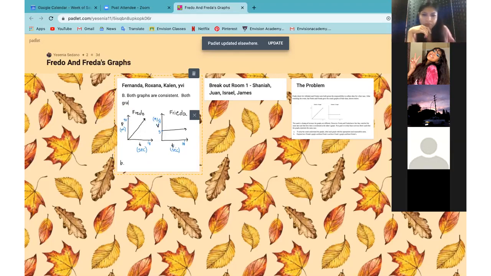Both. And 18 seconds, you said? Yeah. What else can we put? Kaylin or Evie, do you guys have anything? I don't know what else we can put, to be honest. Both graphs are consistent. Both graphs end at 18 seconds.